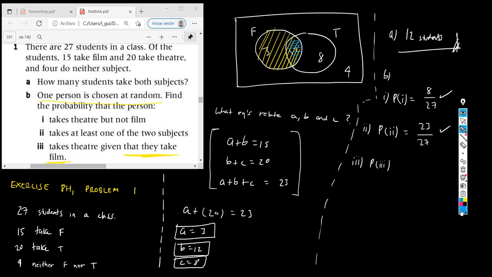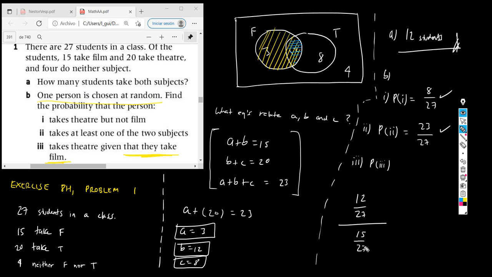So the way we can do that is this. What is this area? This area is 12, right? And well, not 12, it's 12 over 27. That is the probability of this area. So the probability that the person is right here is 12 over 27, and that needs to be divided over this whole area, which is 15 over 27.